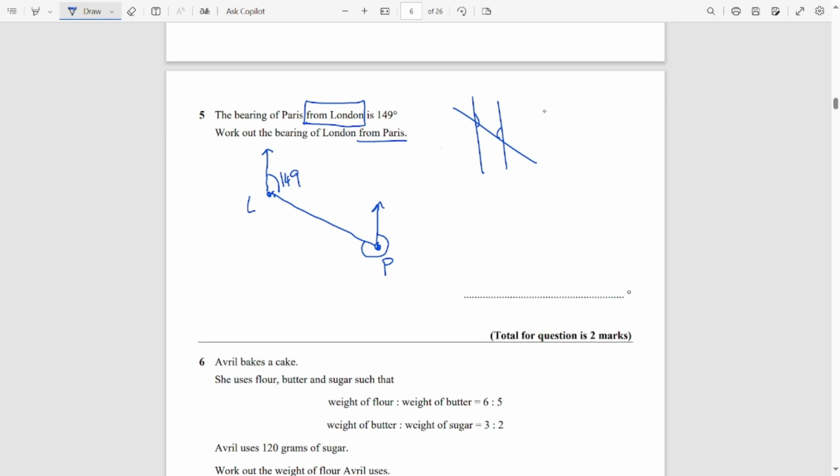So that means I can do 180 minus 149. That would get me this angle here. And so that is 31. And then remember, angles are a circle of 360. So I'm going to do 360 degrees minus 31 to get that big angle on the outside, which is 329.